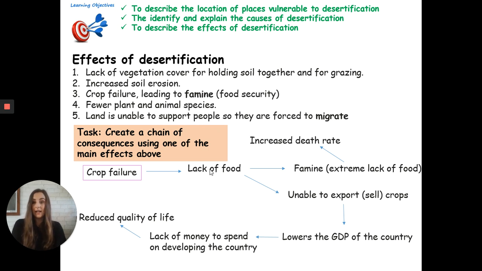If there is a lack of food, they're going to have to prioritise their own food security. So any that they might usually sell on and export and get money for, they're unable to do that, which then lowers the GDP of that country or that place. That means they've then got a lack of money to spend on developing that country, which means the quality of life is reduced overall. So what I want you to do is pause the screen, pick one, or you could do all of them, and have a go at a chain of consequences like the example I've done below.